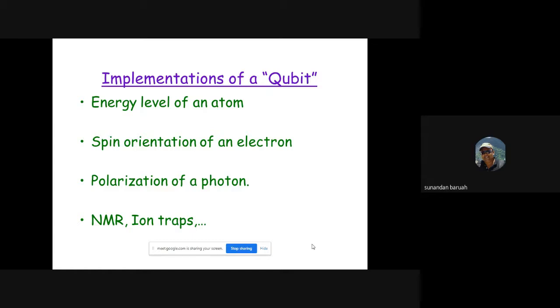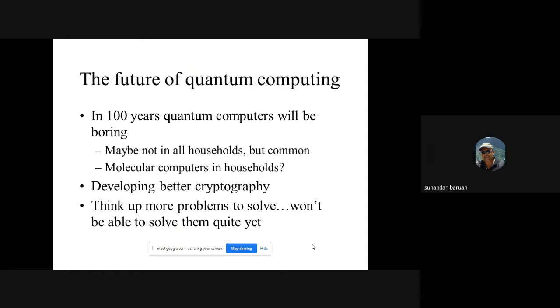I won't go into details of these. Polarization of a photon or NMR. That will again take a lot of time to discuss at the moment. Roughly, I was saying, maybe in a decade's time we start with our quantum computers, and of course within 100 years it will be boring.